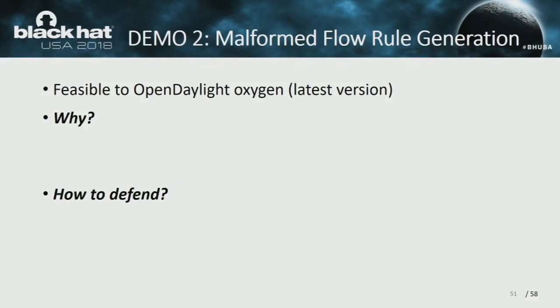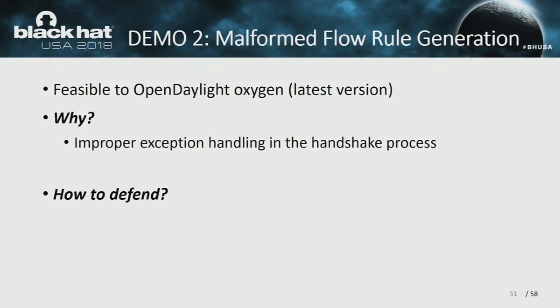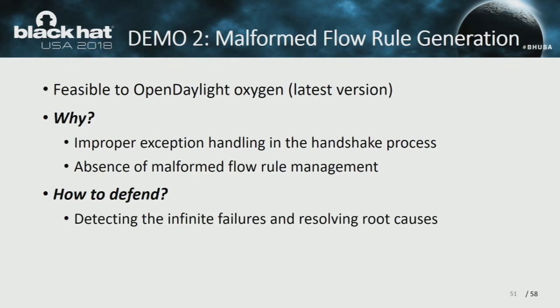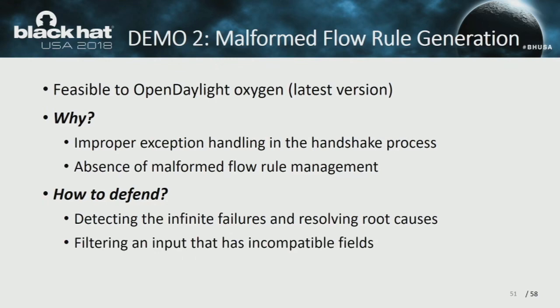So now, what is the problem of ODL? The first reason is that ODL is not able to handle such an exception when it handshakes with the switch. Which means that even though ODL failed many times, it just repeated the same task without resolving the problem. Another problem is the absence of malformed flow rule management, which means that ODL doesn't validate input flow rules. So to defend against this attack, we think that ODL should detect the infinite failures of the handshake process, and it needs to locate and resolve the root problem, not just repeat meaningless tasks. And also, ODL should filter input flow rules when it receives an incompatible field from the application.